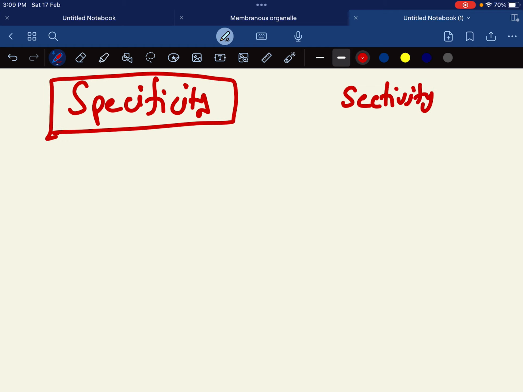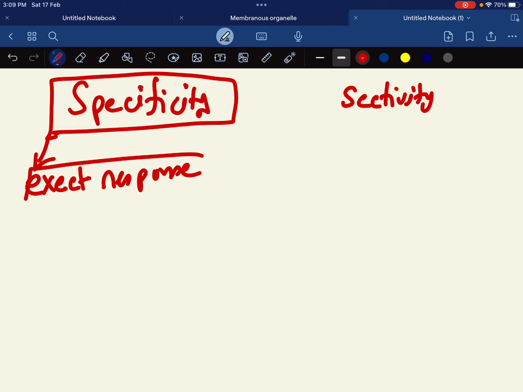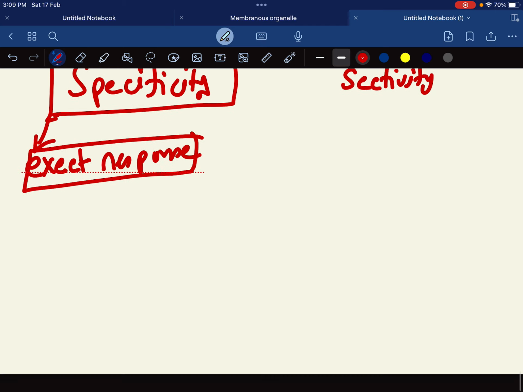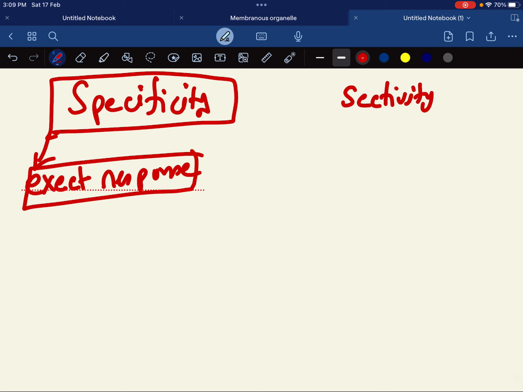Specificity actually means the exact response that you want. That is, there are many drugs, and many drugs are causing many thousands of various activities. Now you want to get an exact, a single response from a drug, that is specificity.